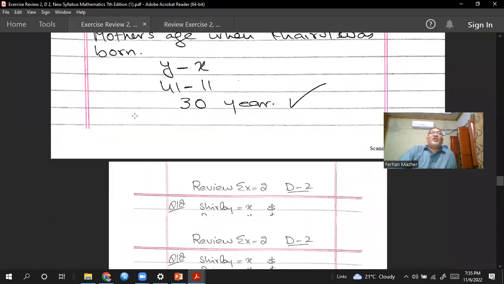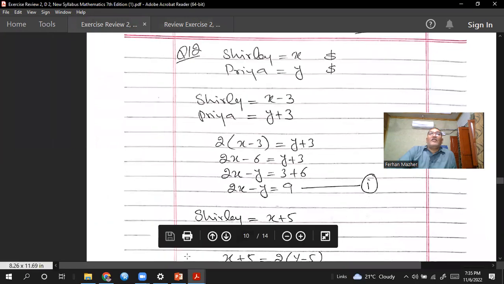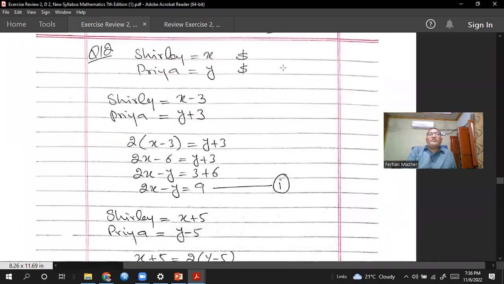So first of all, we are going to suppose that Shirley has X dollars and Priya has Y dollars initially. So Shirley gives $3 to Priya. Now Shirley will have X minus 3, because Priya has got $3, so she will have Y plus 3.